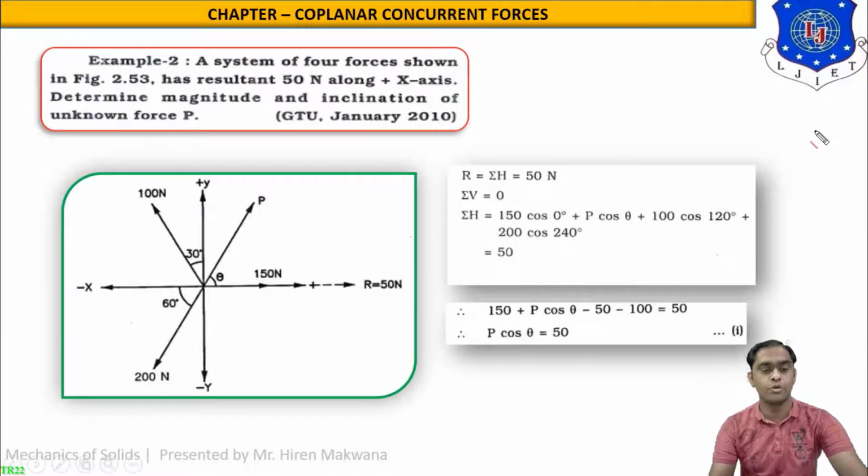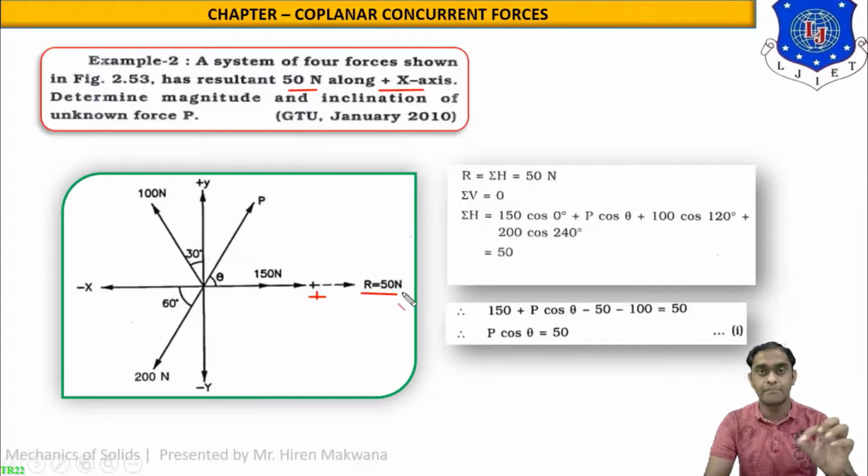Let us see one more numerical to understand the funda very well. What is given in the data? A system of 4 forces shown in figure has resultant 50 Newton. What is the change? Here the resultant is already given to us, which is 50 Newton along positive x-axis. So you can see in the figure that along positive x-axis the resultant is 50 Newton.